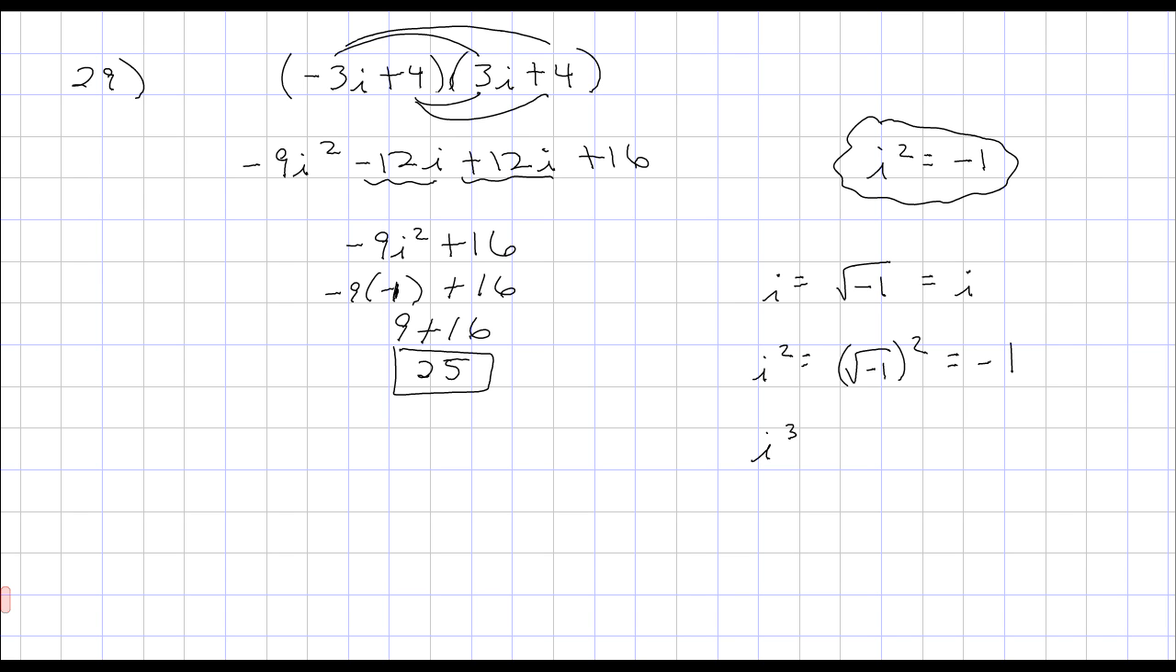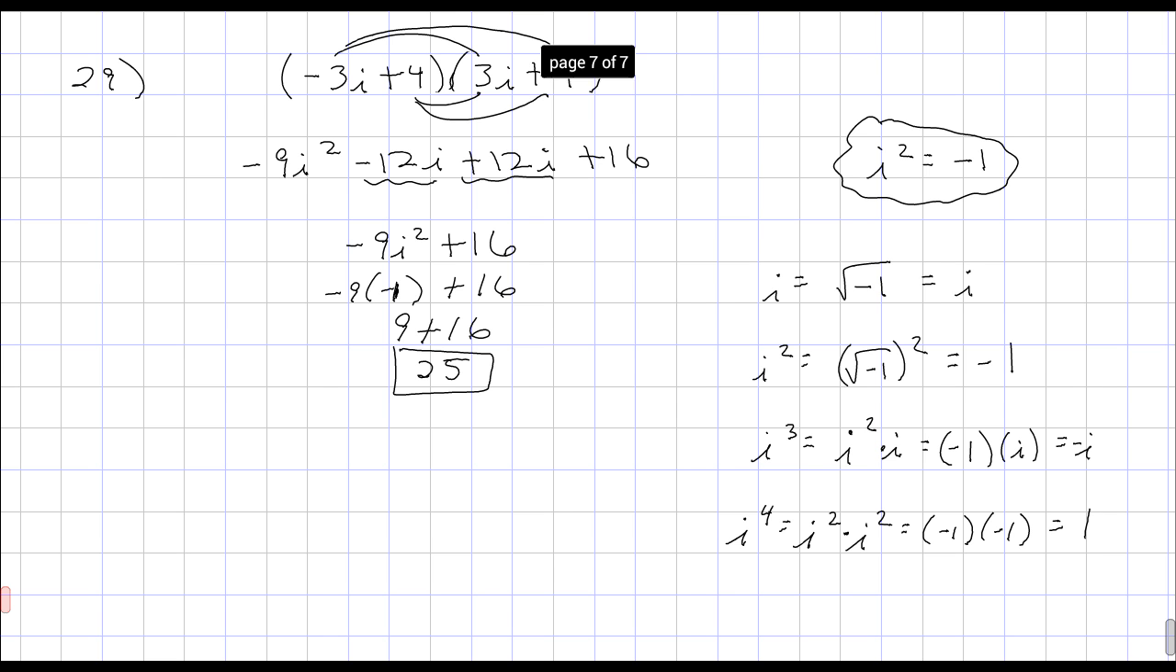i cubed, well, using properties of exponents, I could write that as i squared times i, and we just said i squared is negative 1, so negative 1 times i, or just negative i. And i to the 4th, again using properties of exponents, we could write it as i squared times i squared, or negative 1 times negative 1, which is a positive 1.